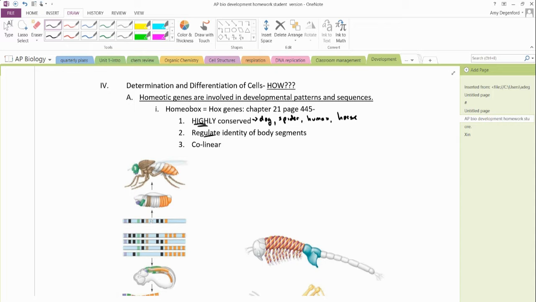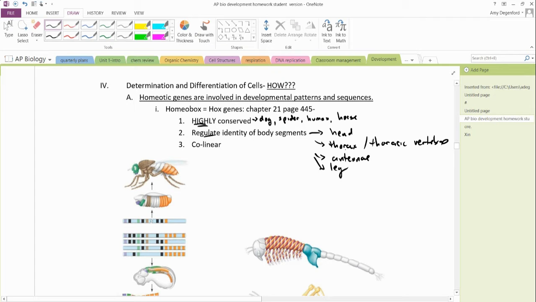And what these Hox genes do is they regulate the identity of the body segments. So they control whether or not an area becomes the head or the thorax, or, for instance, with mammals, the thoracic vertebrae, or whether or not something's going to develop antenna, or something's going to develop legs, they confer the identity of the area. Now, they themselves don't create antenna or legs, but they signal, okay, this segment is going to be the leg, or this segment is going to have antenna.